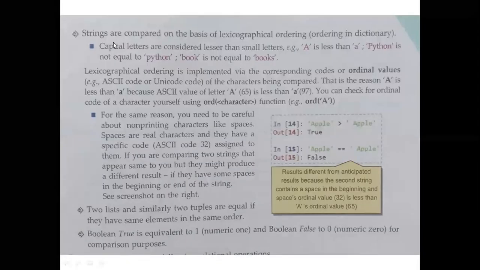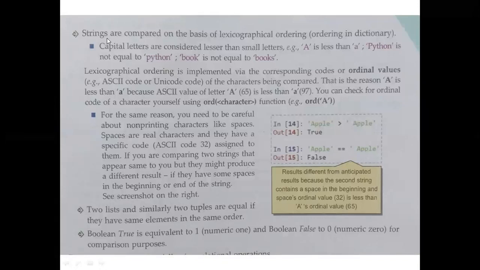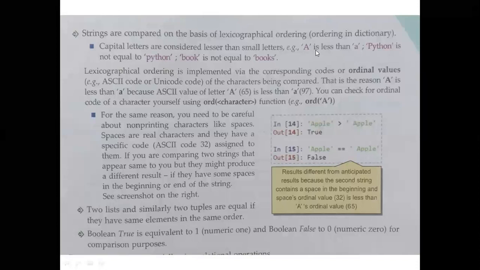Okay, then the second rule is given for strings. String means text or letters, or you can say characters. So strings are compared on the basis of lexicographical order. Lexicographical order means the order which is given in the dictionary, that is alphabetical order. In that, capital letters are considered lesser than small letters, meaning the value of a capital letter is less than the value of a small letter. Remember this.